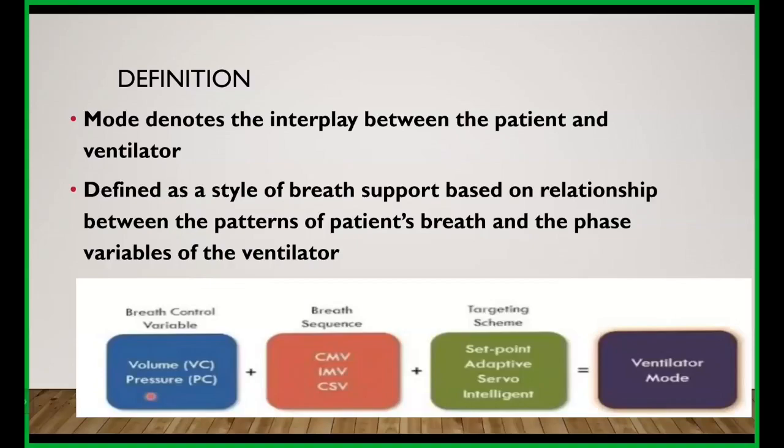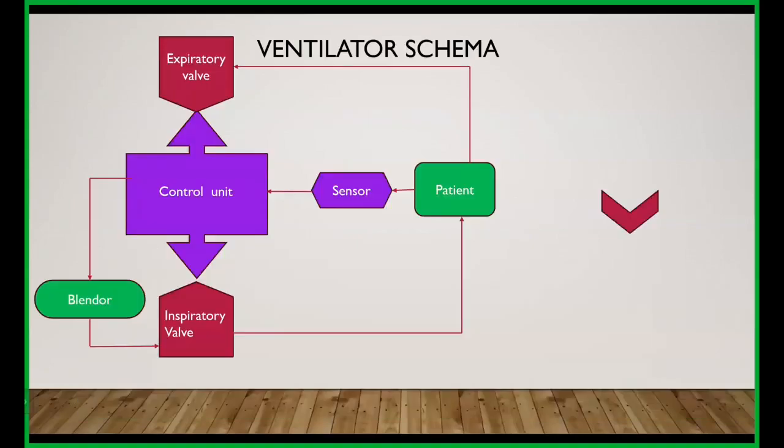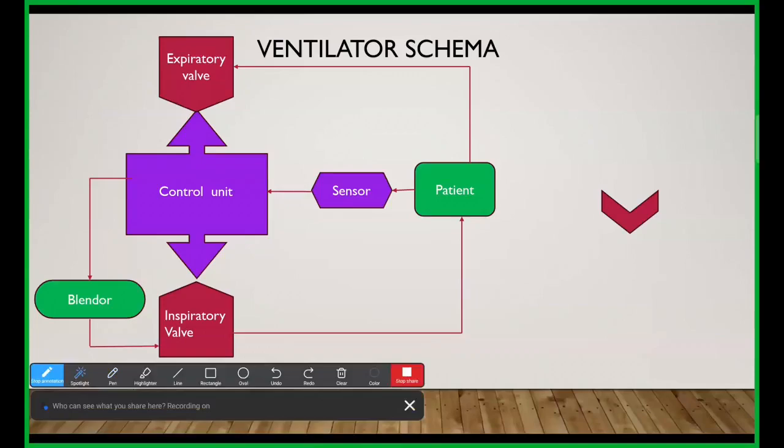So our conventional modes of ventilation mainly depend on the breath control variable and the breath sequence. Now this is a schematic representation of your ventilator. You have a blender, a control unit, an expiratory valve and the inspiratory valve, sensor. Any alterations in the flow, pressure or volume will be sensed by the sensor, and accordingly these valves will open or close, leading to the respiratory cycle.